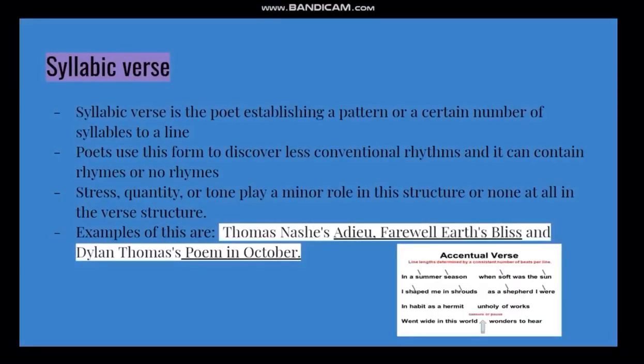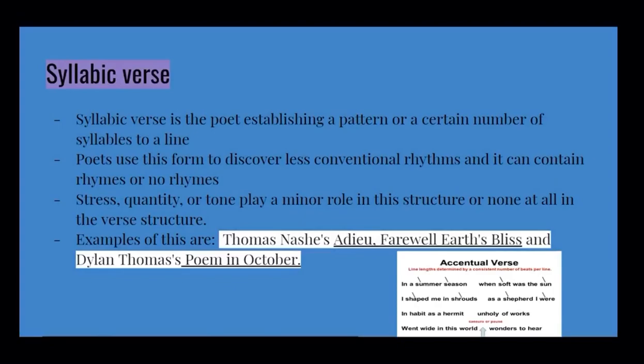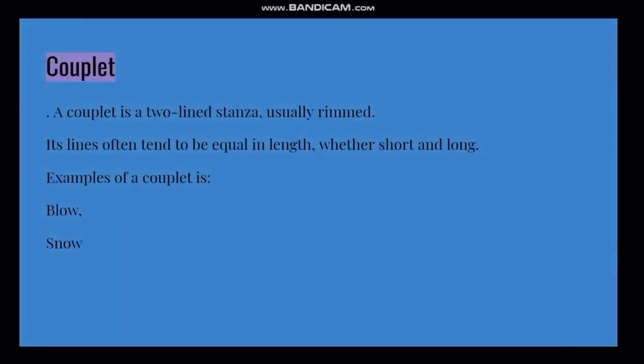Syllabic verse. Syllabic verse is the poet establishing a pattern or a certain number of syllables to a line. Poets use this form to discover less conventional rhythms, and it can contain rhymes or no rhymes. Stress, quantity, or tone play a minor role in the structure, or none at all in verse structure. Examples are Thomas Nashe's Adieu, Farewell Earth's Bliss, and Dylan Thomas's poem In October. As you can see on the bottom right, that's an example.